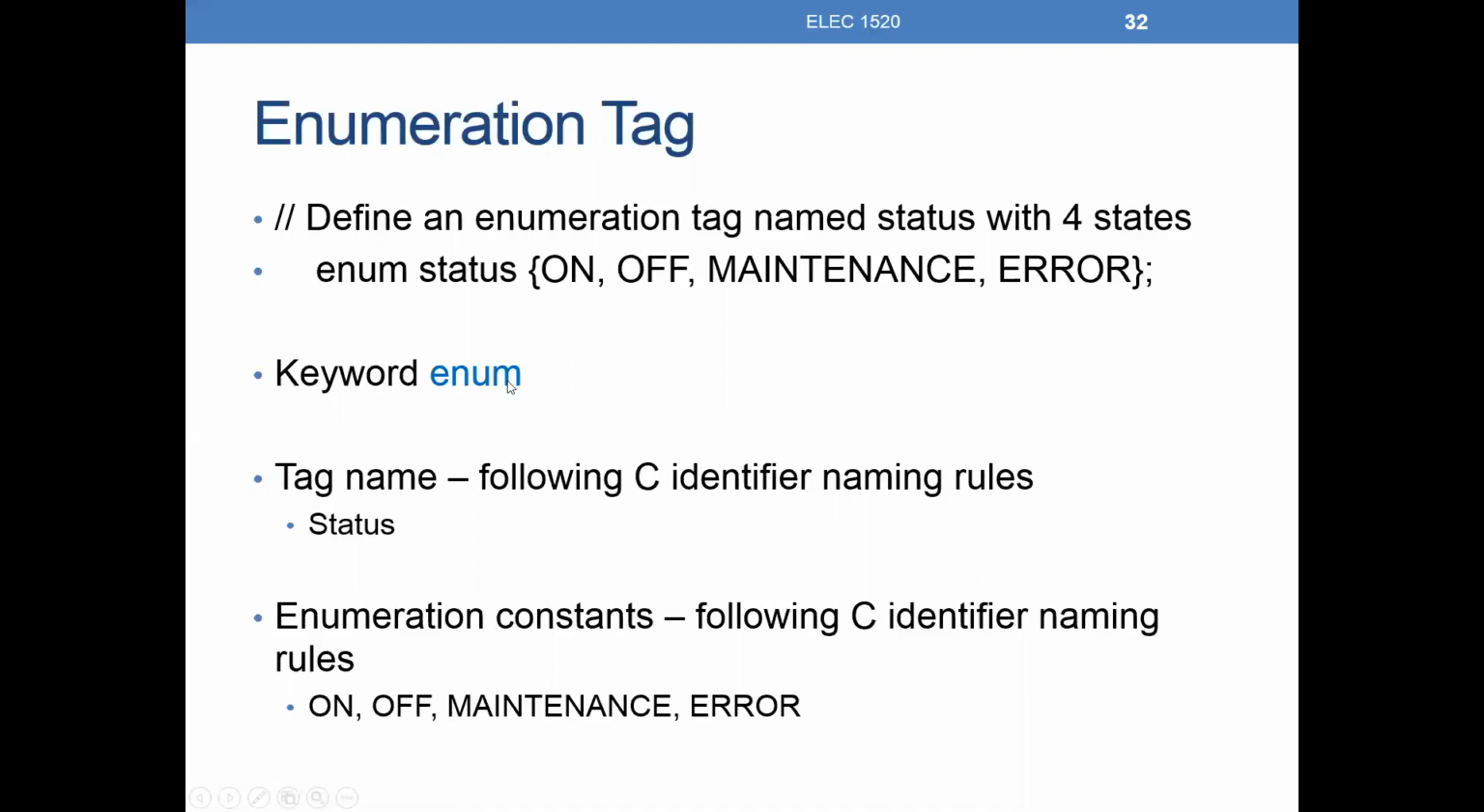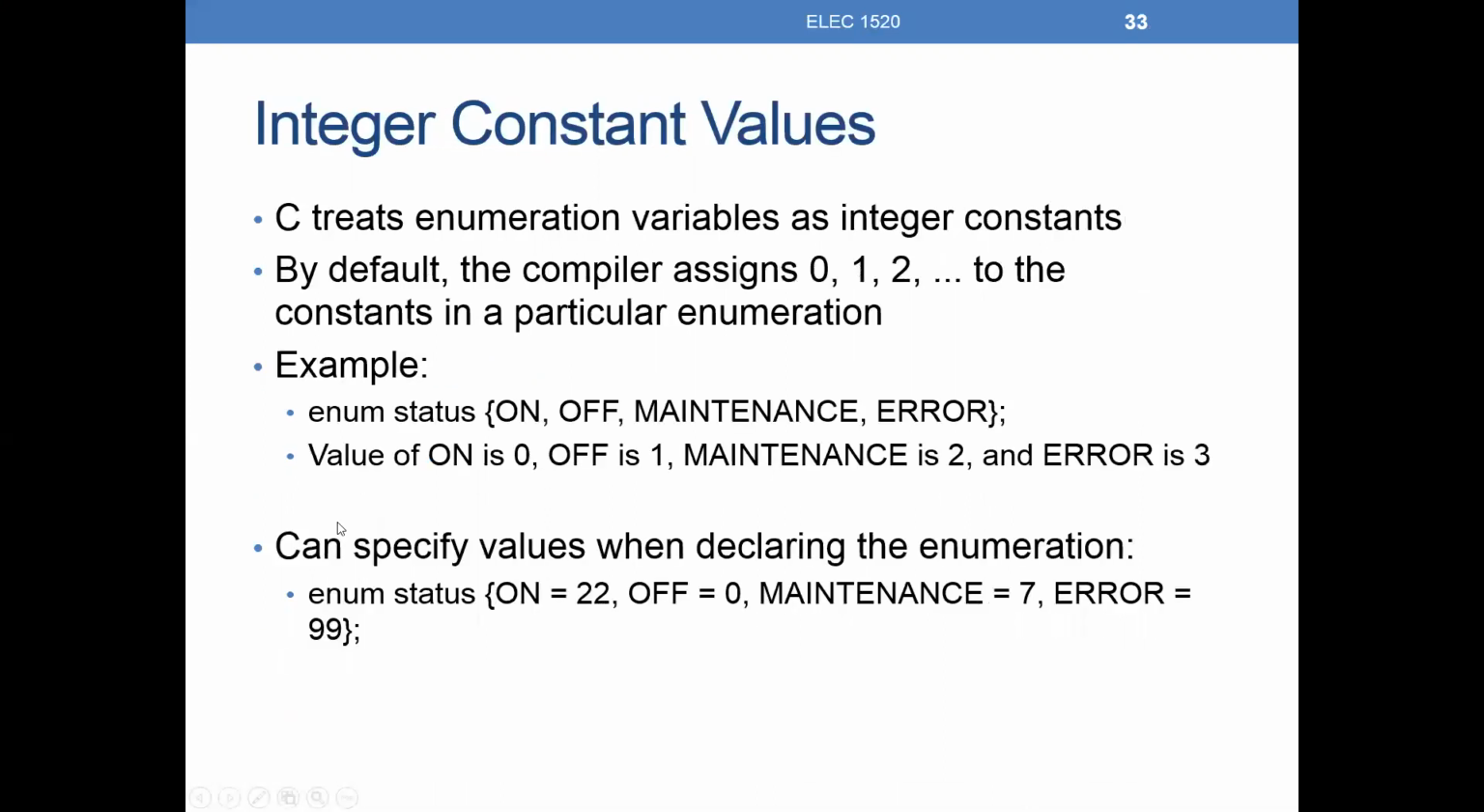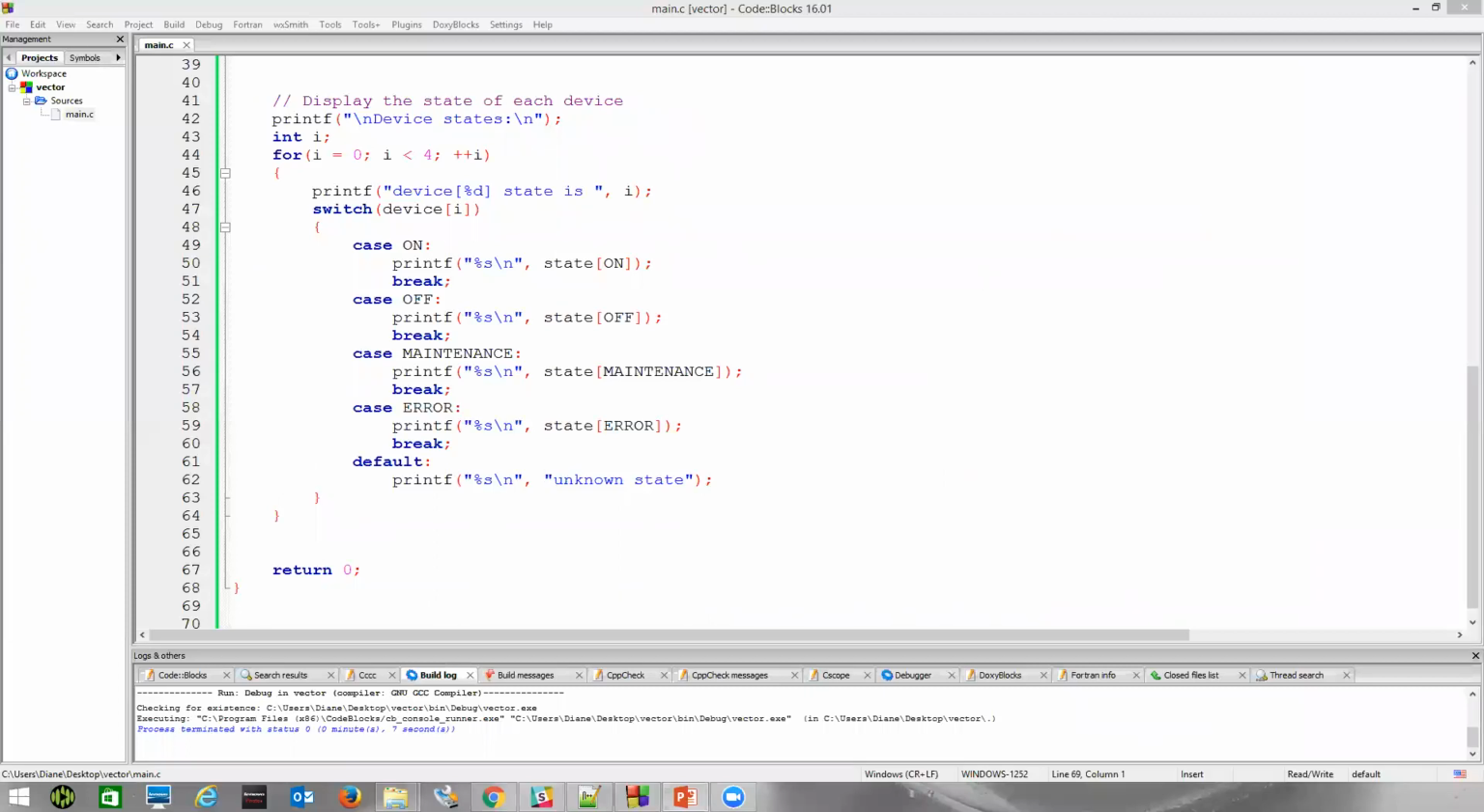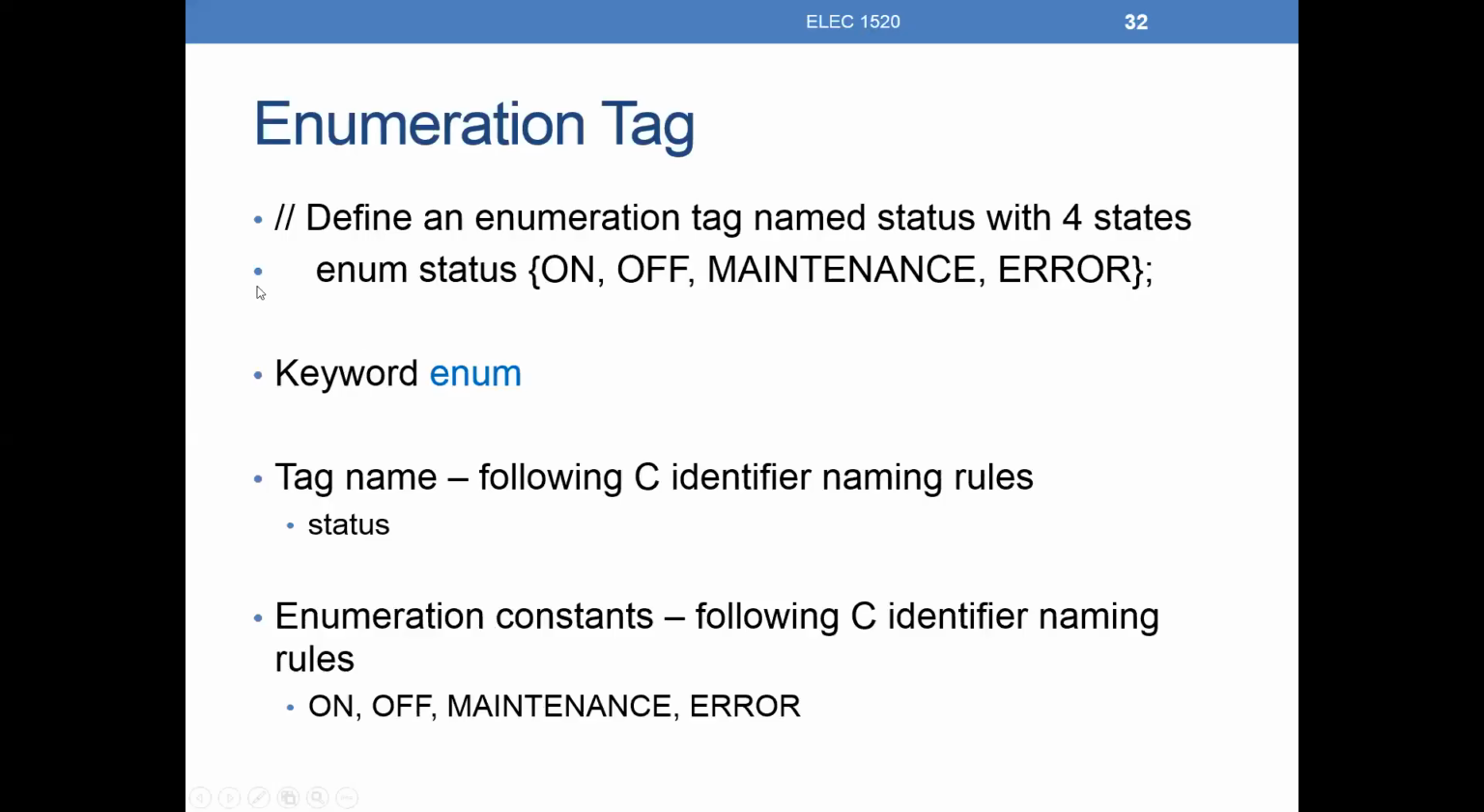So once again, keyword enum, and then the tag name was status. Let me just fix this, because I don't like it when this changes things to all caps. Let me pop that back up. All I did was put that back in lowercase.